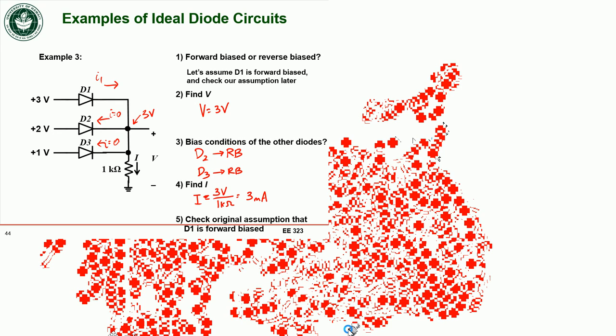Okay, and let's check our original assumption that D1 was forward biased. I have some current that goes through diode D1, and that's the same current that's flowing through this 1 kilo ohm resistor. That puts the other two diodes in reverse bias, so I don't have to worry about currents through those. It looks like everything checks out. So the assumption that we made at the beginning looks like it was a safe one. Okay, let's make a different assumption then and see what goes wrong. Are there any questions on this problem?